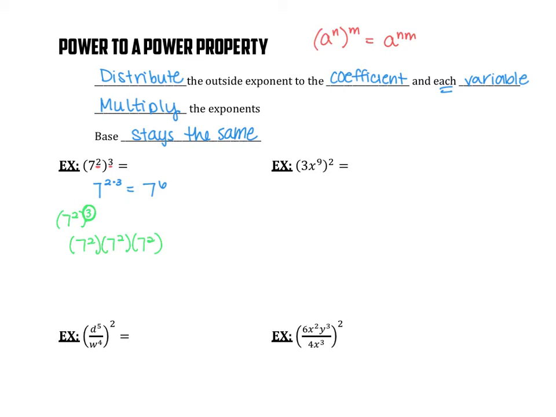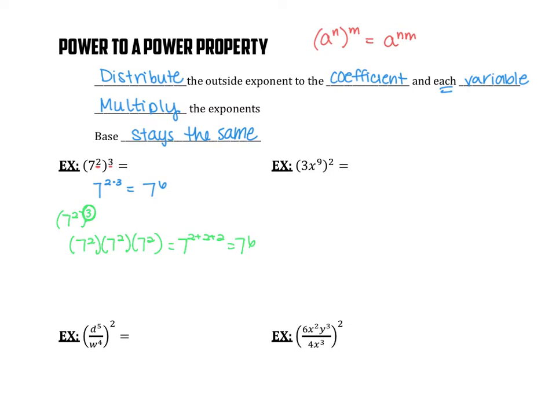And what we know is that doing this, we can use the product rule that we used yesterday. The bases are all the same, so I can add their exponents. So I get 7 to the 2 plus 2 plus 2, or 7 to the 6th. Or I can even take this a step further.